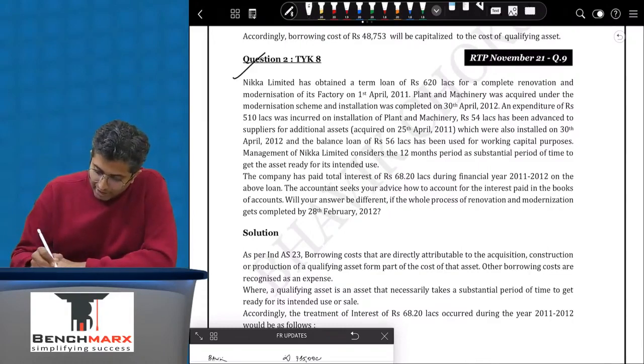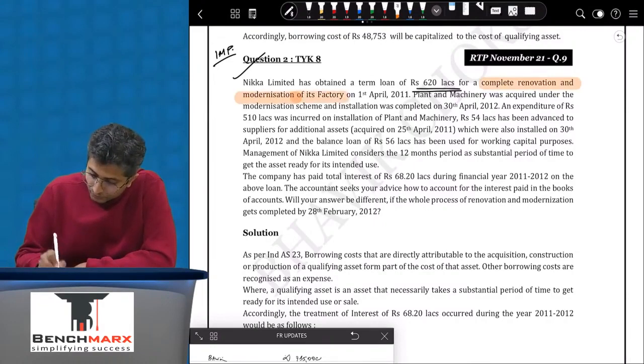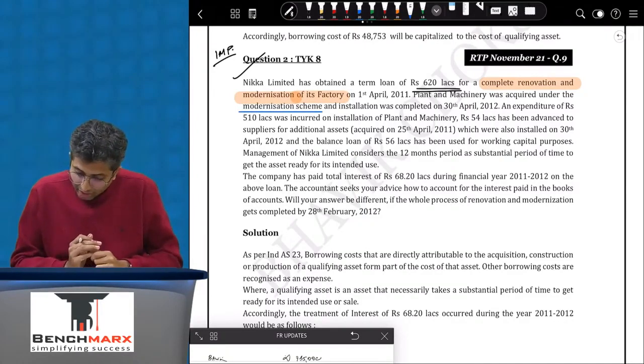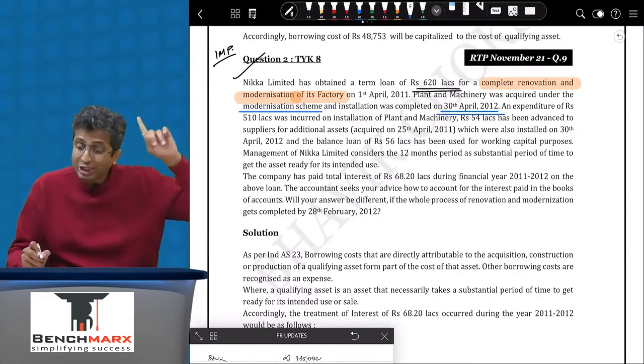Question number 2. ICAI Limited, you can mark this as important. ICAI Limited has obtained a term loan of 620 lakhs for a complete renovation and modernization of factory. So the objective of this loan is a renovation and modernization of the factory. As on 1st April 2011, the plant and machinery was acquired under the modernization scheme. So you have acquired this machinery under the modernization scheme, and installation was completed on 30th of April 2012.